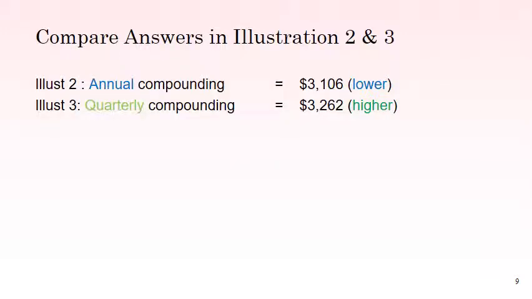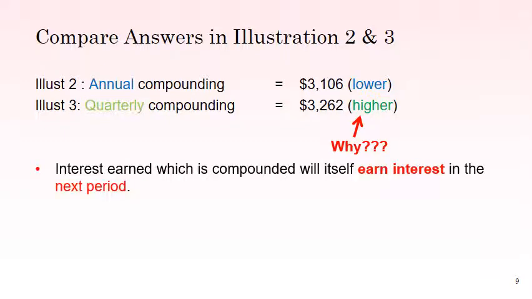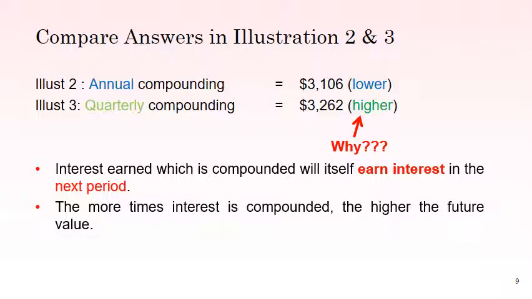Let's compare the answers in illustration 2 and 3. We know that illustration 3 has a higher figure than illustration 2. Why is this so? This is because interest earned, which is compounded, will earn interest in the next period. In short, the more times interest is compounded, the higher the future value.